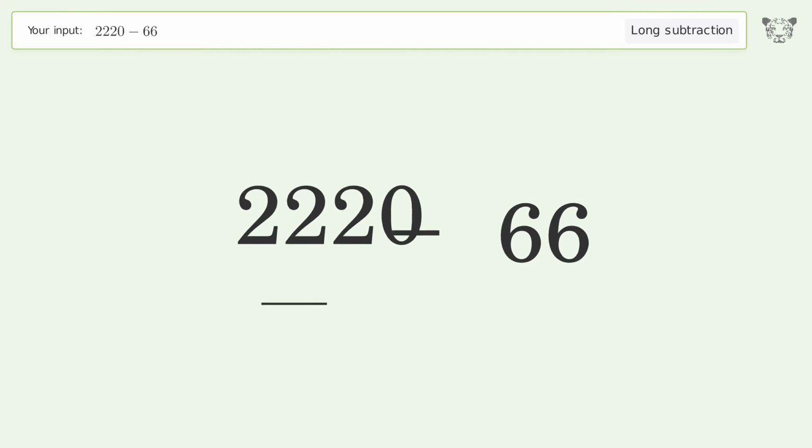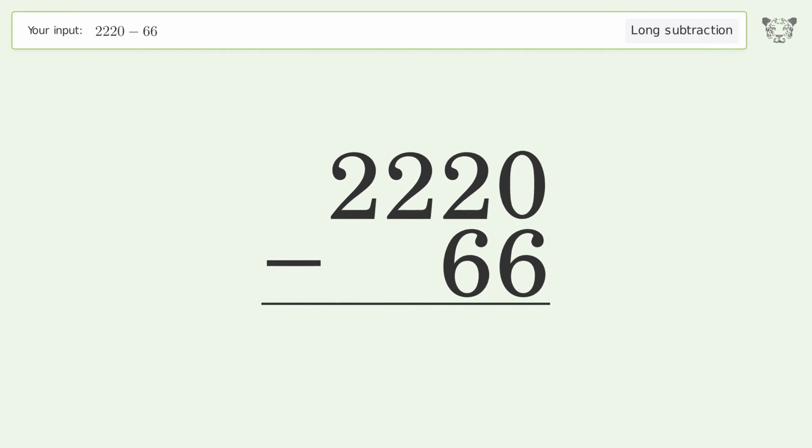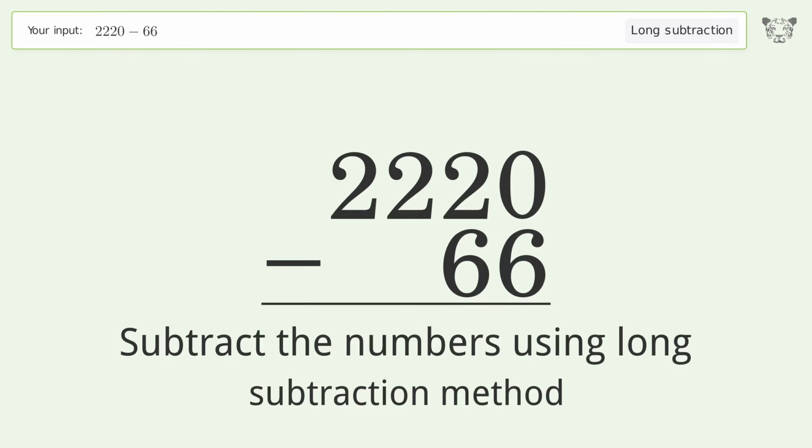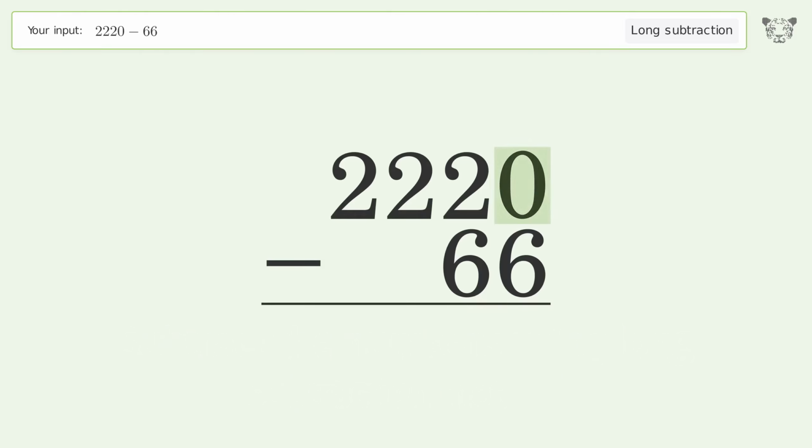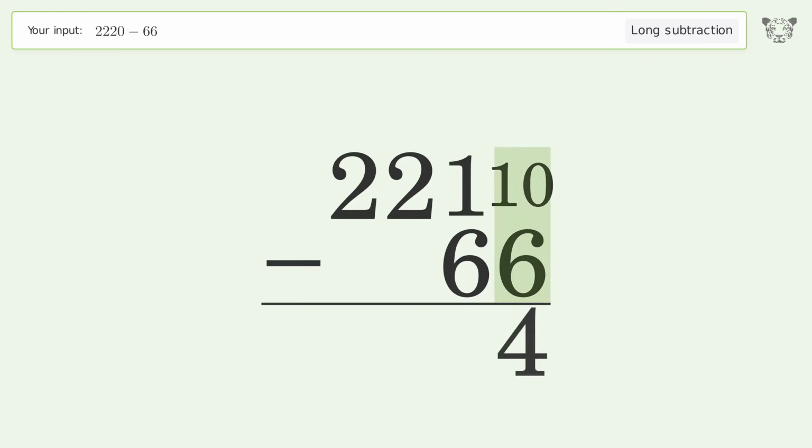Rewrite the numbers from top to bottom, aligned by their place values. Subtract the numbers using long subtraction method. Because the upper digit, 0, in the ones column is too small to get a positive difference, borrow 1 from the digit, 2, in the next number place which becomes 1, and get 10. 10 minus 6 equals 4.